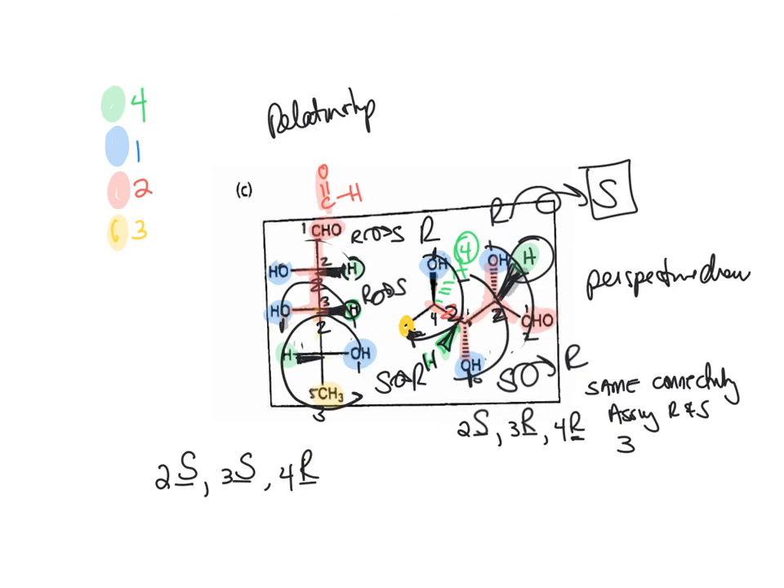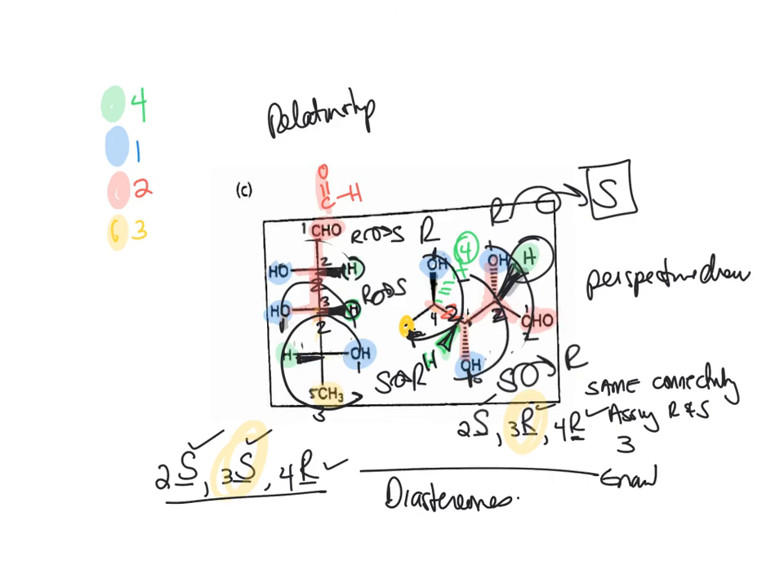So we have R, R, we got S, S, and then we have one that's different. So we have this one center that's different. So what does that make it? That makes the relationship for these diastereomers. What would an enantiomer of this be? What would that enantiomer be? It'd be 2R, 3R, 4S.